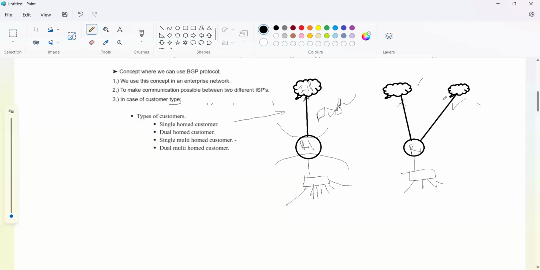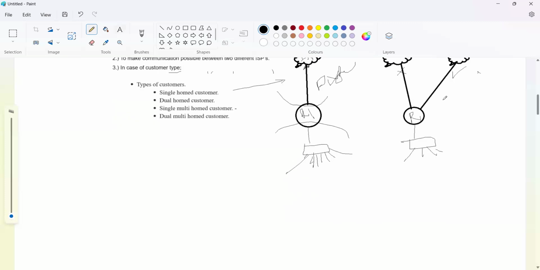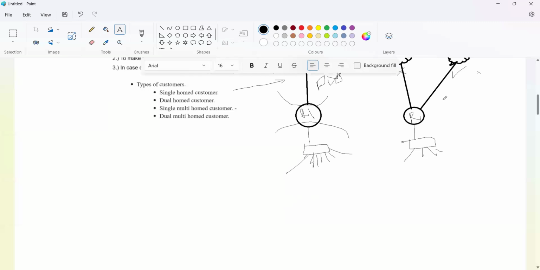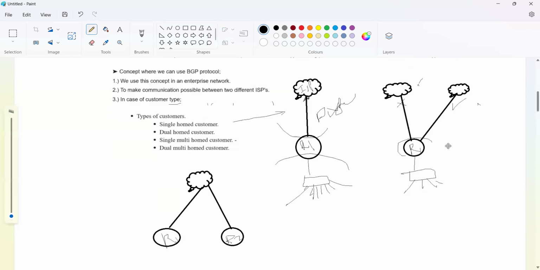Then what about single multi-homed customer? These are the customer types in BGP. The third type is single multi-homed customer. We have only one ISP, and likewise R1 and R2. If this router goes down, we have an issue.